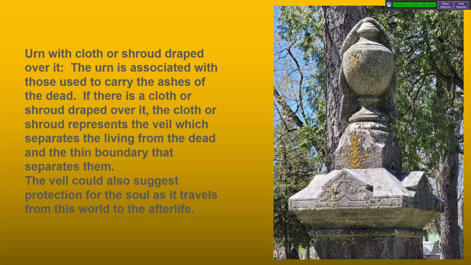Now, this is what I was talking about earlier in the Victorian age with the cloth draped over it. It's associated with carrying the ashes of the dead. It doesn't mean that this urn actually has ashes in it. But if there's this cloth or shroud draped over it, it represents the veil that separates the living from the dead. Just like in old churches, there's always a veil that separated the Eucharist. It's the same meaning, and the thin boundary that separates them. It also could be protection for the soul as it travels from this world to the afterlife.